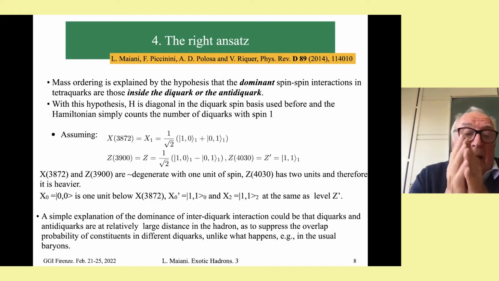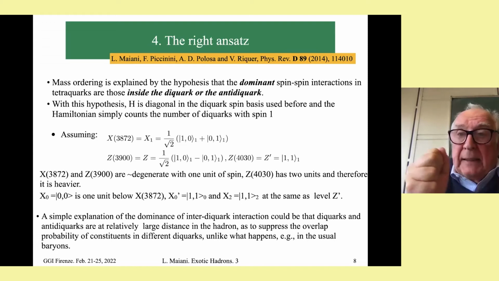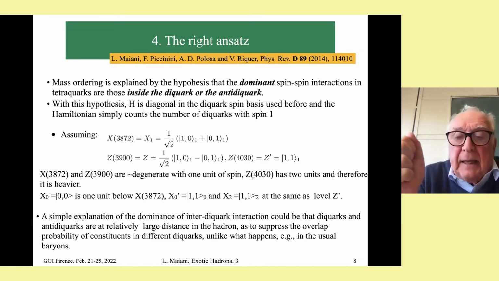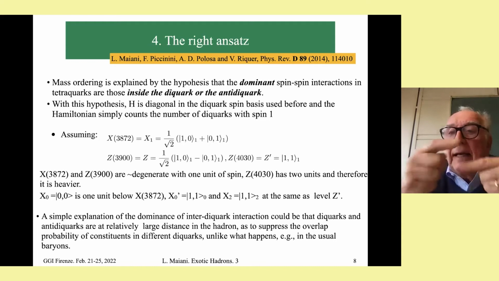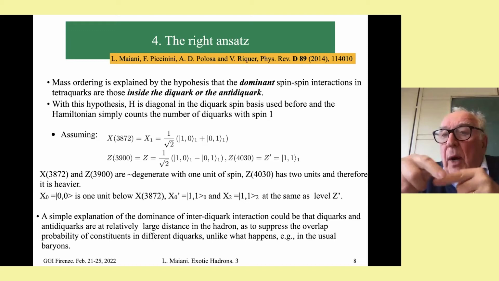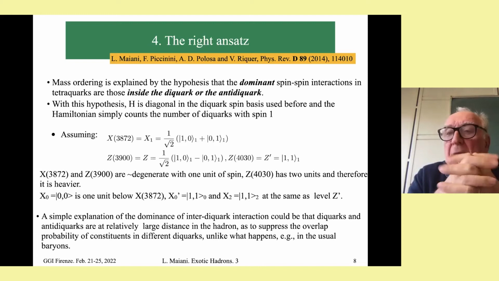A simple explanation of that would be that diquark and anti-diquarks are at relatively large distance in the hadron. They are separated. They are not intermixed with each other. They are separated so as to suppress the overlap probability of constituents in different diquarks, unlike what happens, for instance, in the baryons, in which the quarks inside the diquark are intertwined with the extra quark, and they all have the same overlap probability.